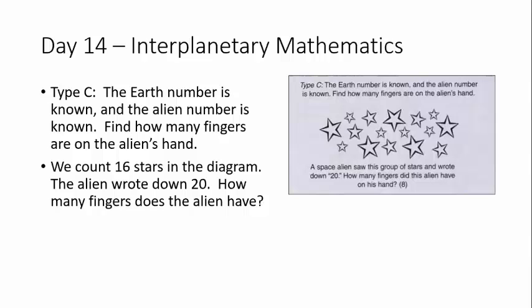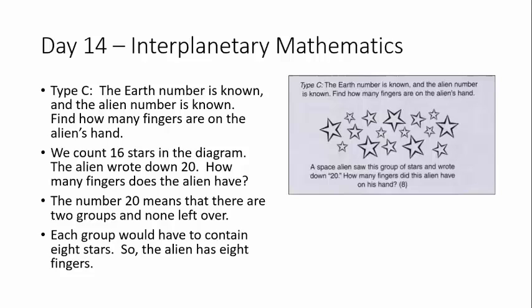Think about what the alien number represents. There are none left over because of the 0 there, and so we have 2 full groups. So we divide the 16 into 2 equal groups with none left over. Each group would contain 8 stars, so the alien has 8 fingers.